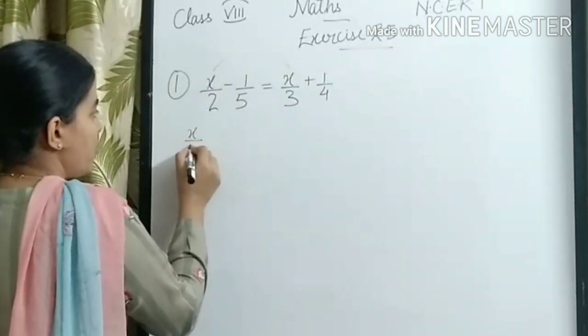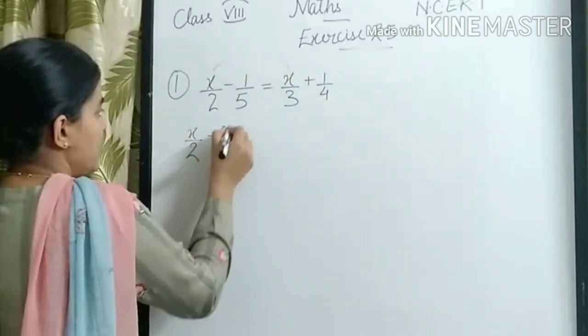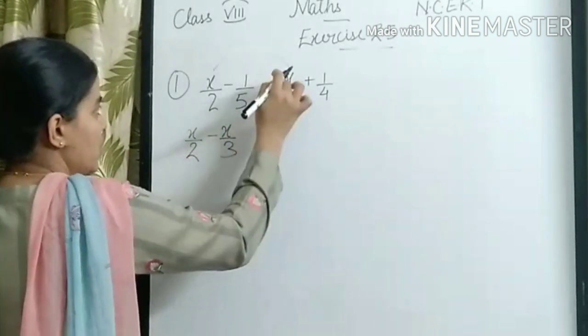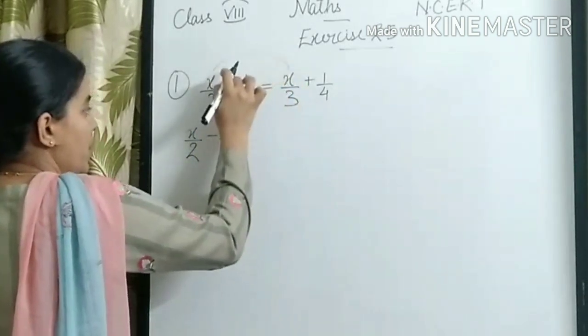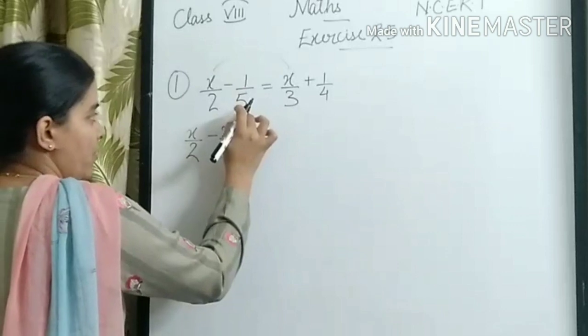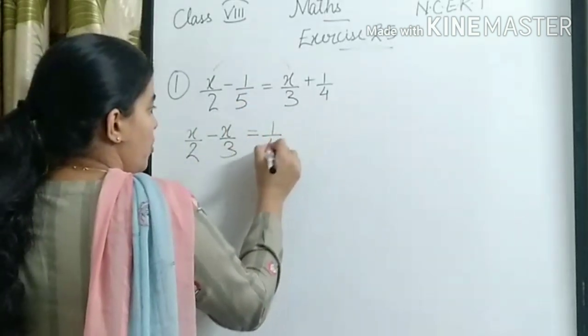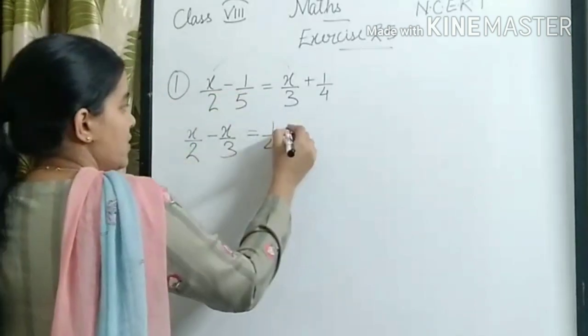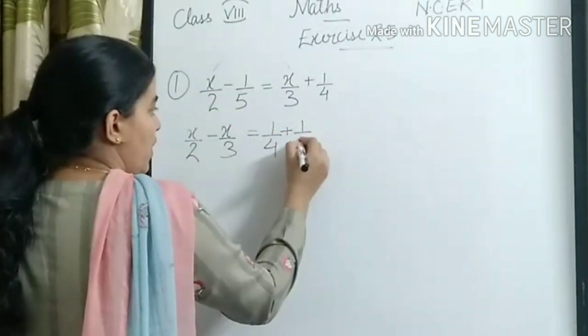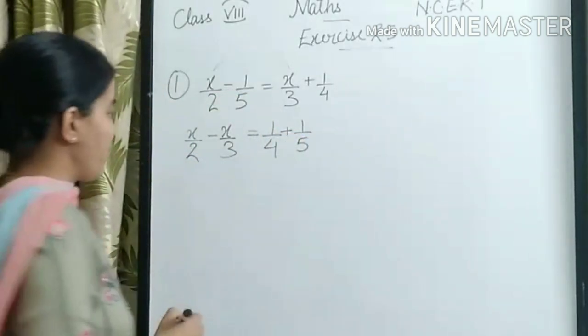It will be x upon 2 minus x upon 3, because it is plus here, it will come here and become minus. And I will take this term on the right side. It will be 1 upon 4. Here it is minus, it will become plus. So it is 1 upon 5. This way we will do.